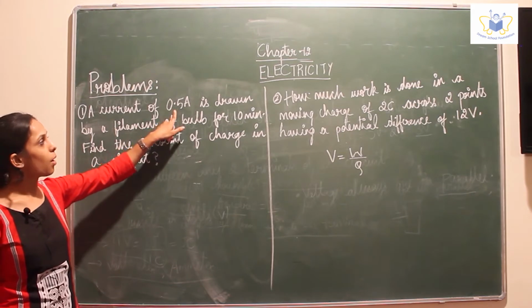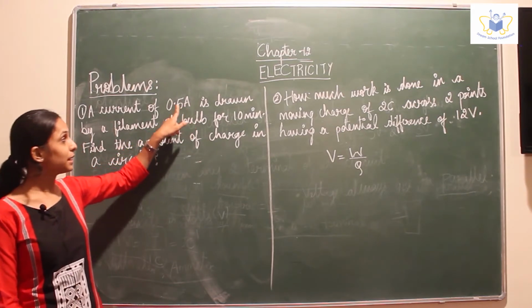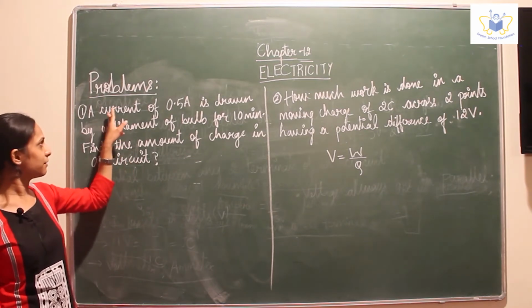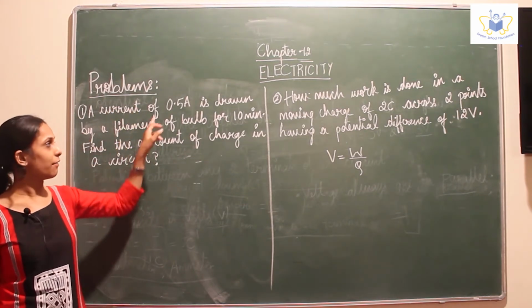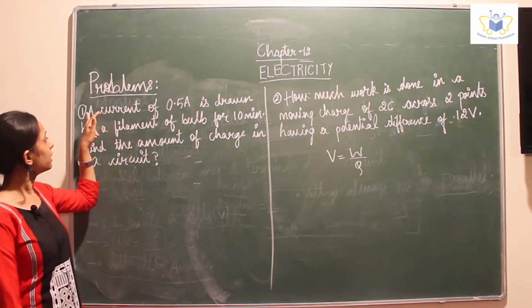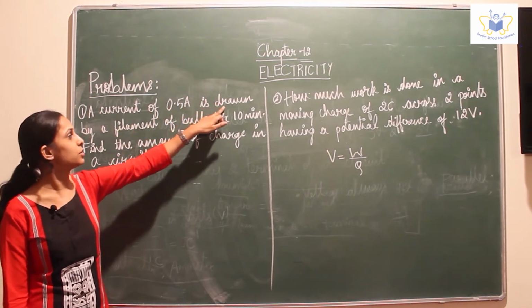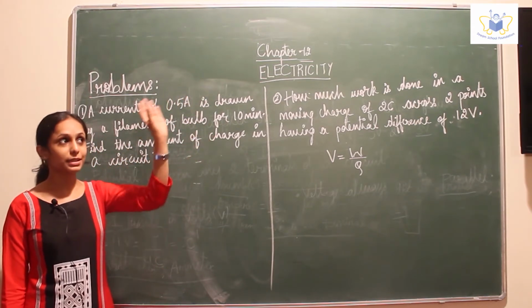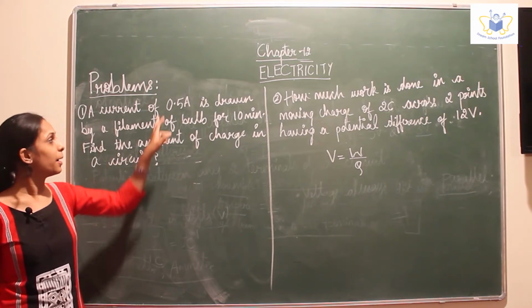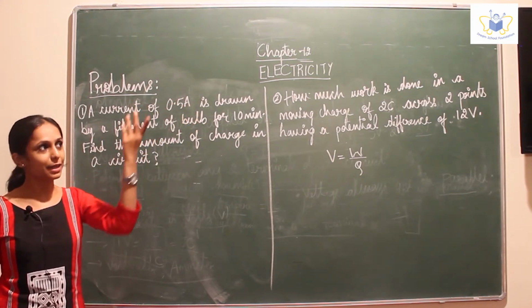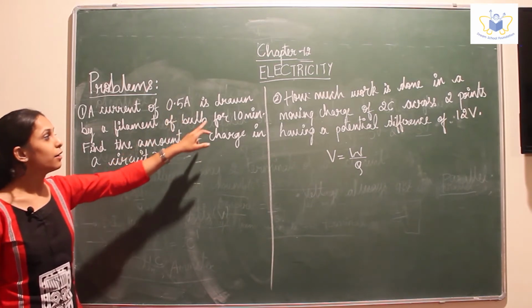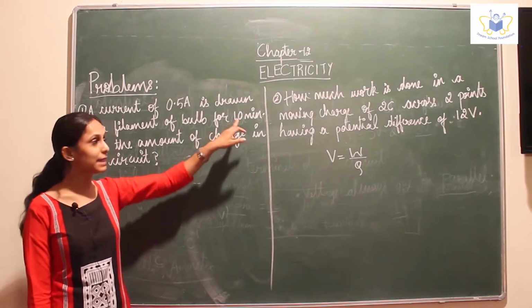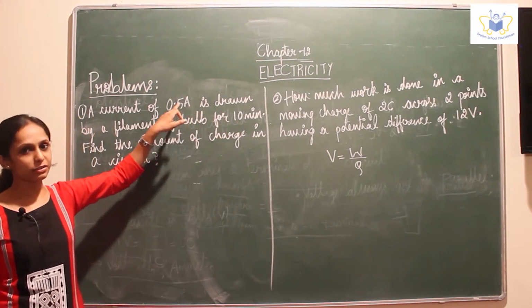A current of 0.5 amps. I told you, ampere is the unit for what? Current. That you should know. That is why I told you it is important. Moreover, it is given in the question now, but in future you'll have to know what ampere stands for. Now, a current of 0.5 amp is drawn from the filament of a bulb. Assume you have a bulb at home. That bulb is drawing 0.5 amperes of current for 10 minutes. So you are switching on your light for 10 minutes, and it is drawing 0.5 amperes.